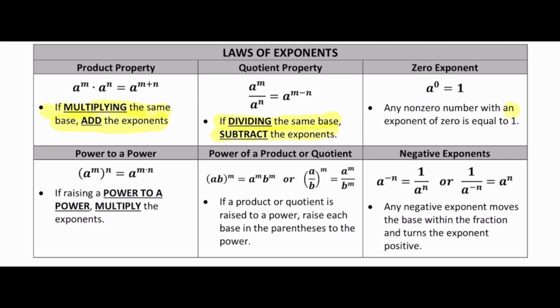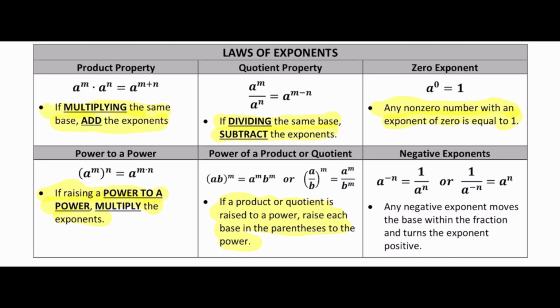Anything to the 0 power is 1, except 0. That's undefined, but we'll get into that later. And if you have a power raised to another power, you multiply the exponents. And if you have a product or a quotient raised to a power, so stuff in parentheses being raised to a power, then everything in those parentheses needs to be raised to that power, okay?